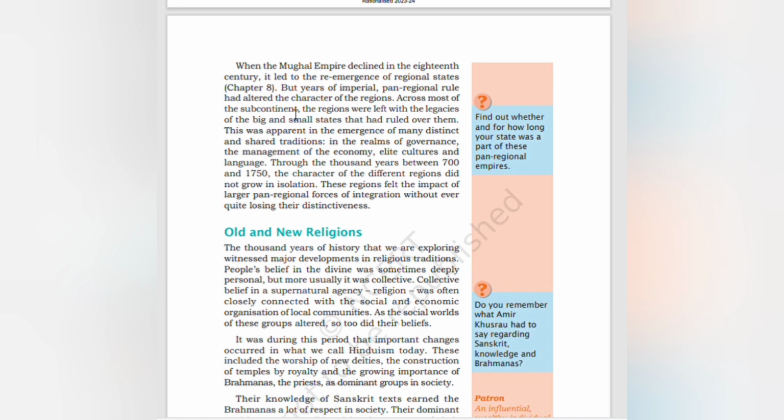Across most of the subcontinent, the regions were left with the legacies of the big and small states that had ruled over them. This was apparent in the emergence of many distinct and shared traditions in the realms of governance, management of the economy, elite cultures, and language. Through the thousand years between 700 and 1750, the character of different regions did not grow in isolation. These regions felt the impact of larger pan-regional forces of integration without ever quite losing their distinctiveness.